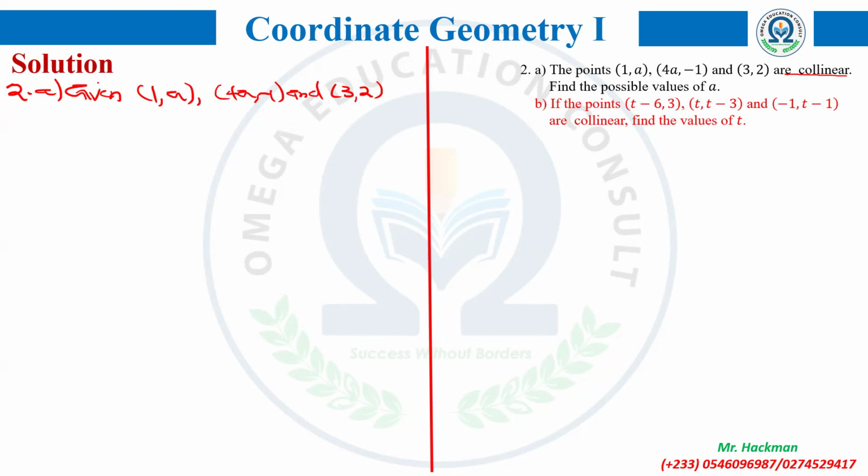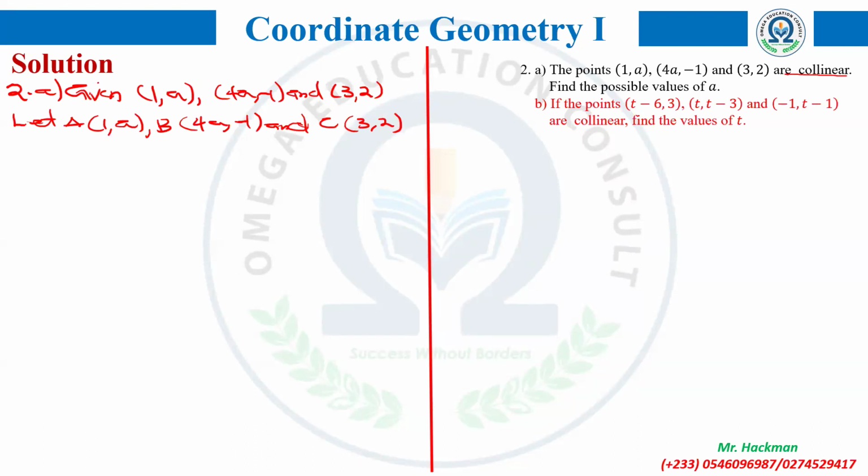Yes. Okay, so in this case, I will write, let the point A take the coordinates of the first point. Then B, take the coordinates of the second point. And C, take the coordinates of the third point.